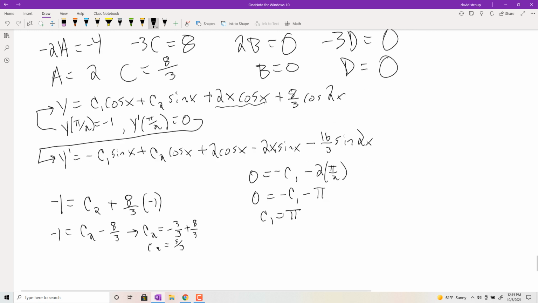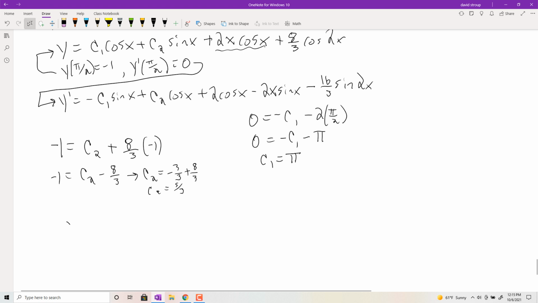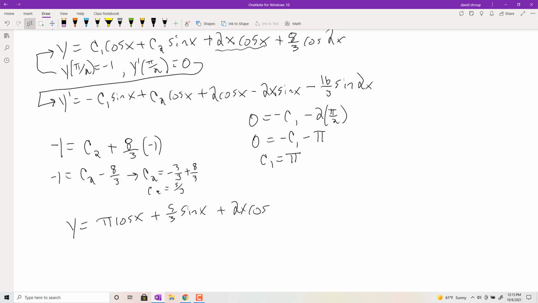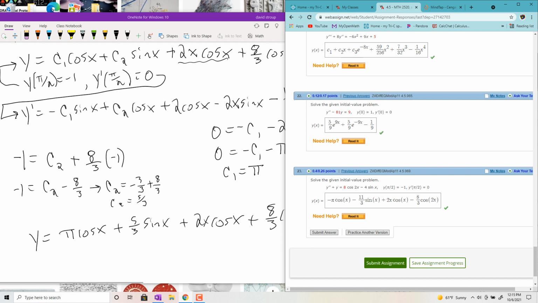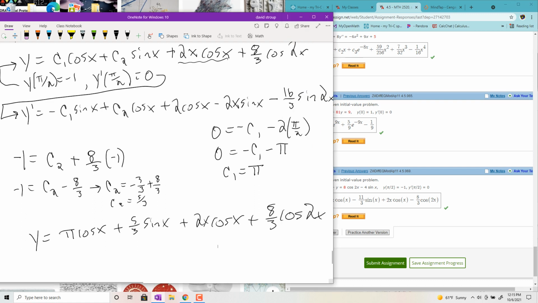And then I could write up my final solution. y equals, what the heck, c1, pi cosine of x plus 5/3 sine of x plus 2x cosine of x plus 8/3 cosine of 2x, and then do a drum roll and hope you get it right, which I did not this time.